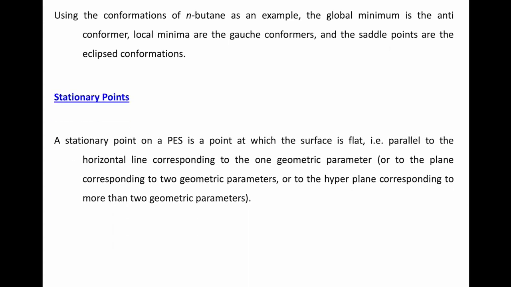Then the stationary point. A stationary point is a flat area of the potential energy surface that is parallel to the horizontal line corresponding to one geometrical parameter. That is the stationary point. That's all about the potential energy surface.